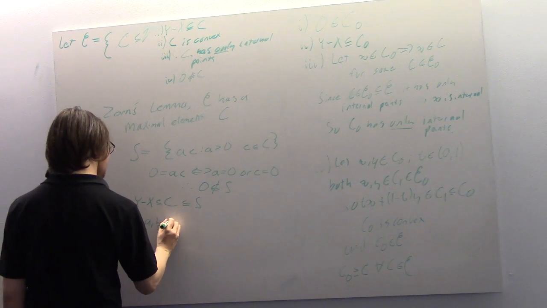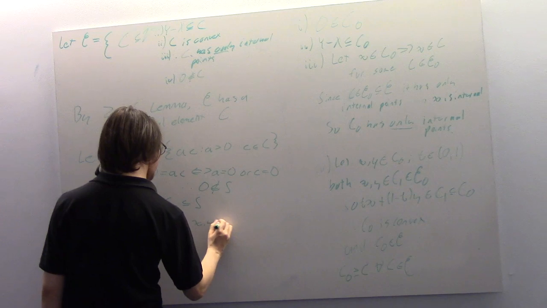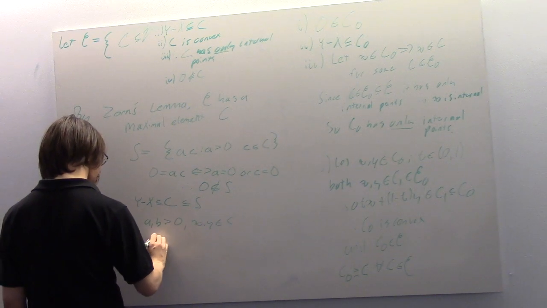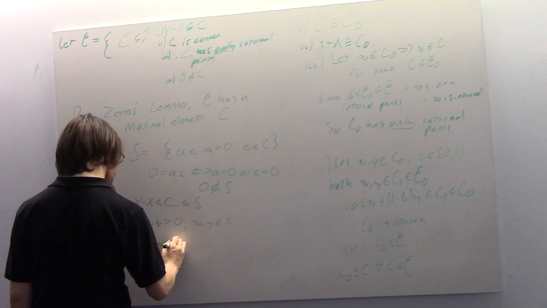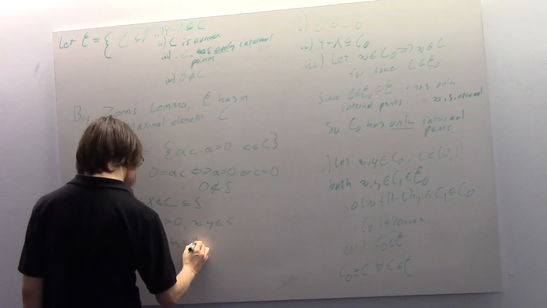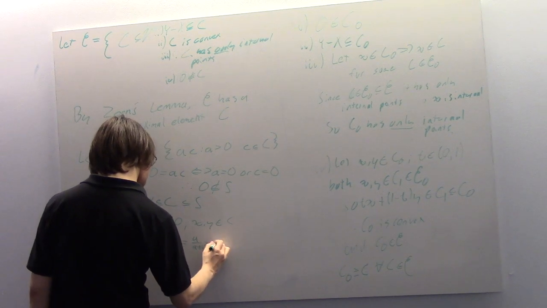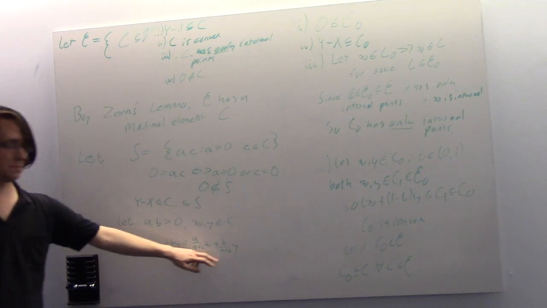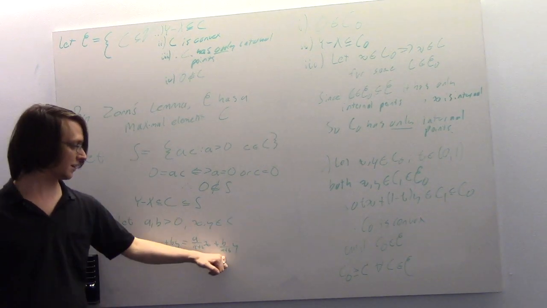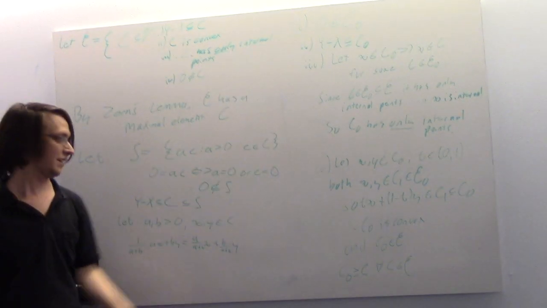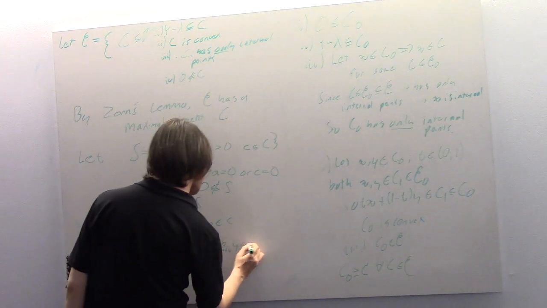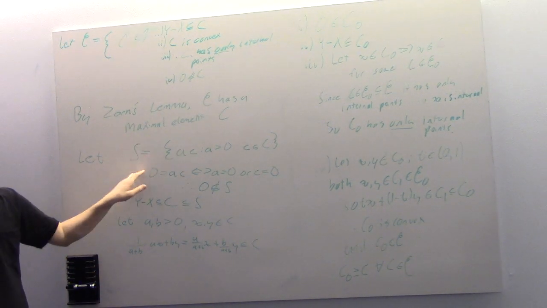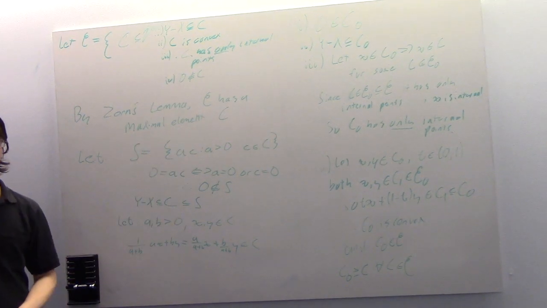Let A and B be greater than 0, x and y be in C. We see 1 over A plus B of AX plus BY equals A over A plus B times X plus B over A plus B times Y. But A over A plus B plus B over A plus B is 1. So this is a convex combination of elements of C. And C is convex. So this is an element of C. So AX plus BY is some non-zero multiple of an element of C. S is convex. And by construction, S has only internal points.